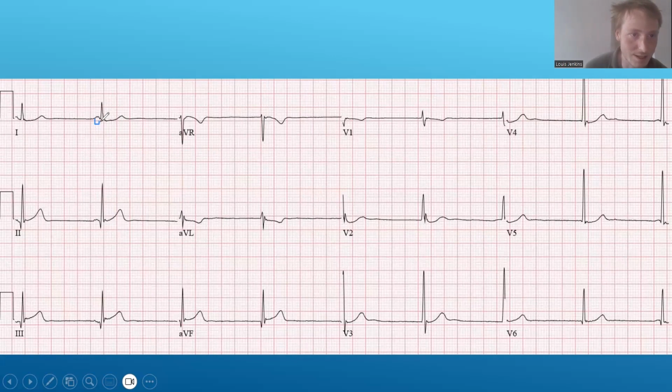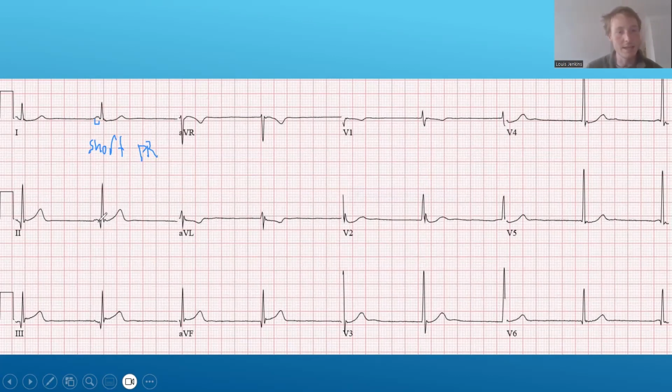Again, I can't fully see because I'm looking pretty close here. I think it's about two squares maybe. That's 80 milliseconds. So we want it to be at least more than 120 milliseconds. So PR interval short. We can put that down: short PR. Sorry about my writing. I'm writing with a mouse on a desk with no mouse pad.